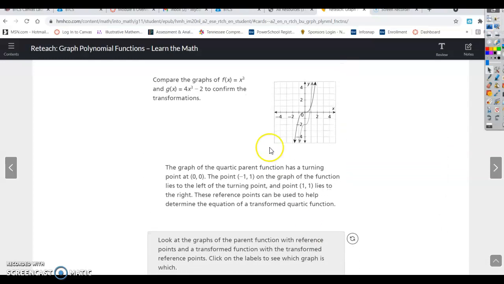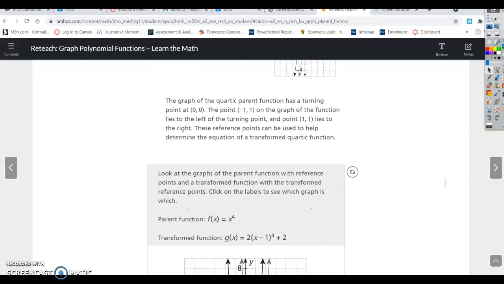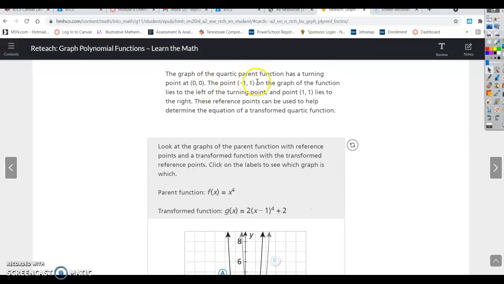It says compare the graphs of f of x equals x cubed, that's your parent function, and g of x equals 4x cubed minus 2 to confirm the translations. Right here we can see this dark line is our parent function. It goes through (0, 0). That's our f of x equals x cubed. And then the translation, 4x cubed minus 2, you can see this one's been shifted down 2, and your a is 4. Now, the graph of a quartic parent function. Quartic means 4, so this one is going to have a power of 4.